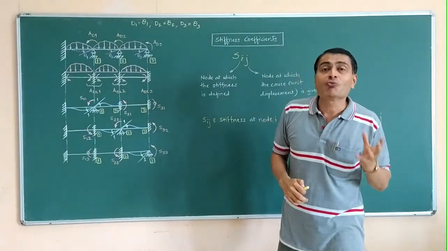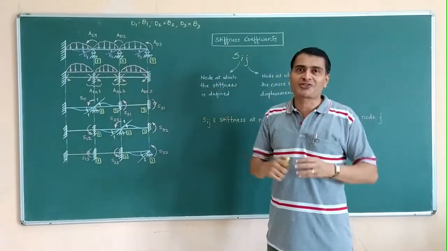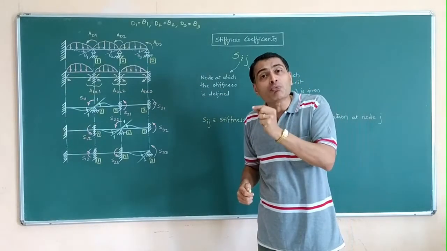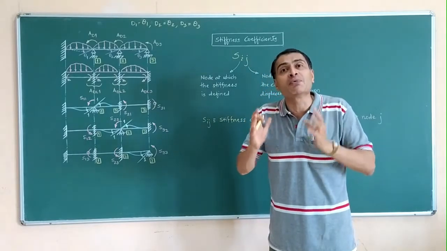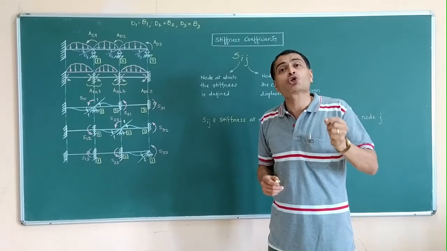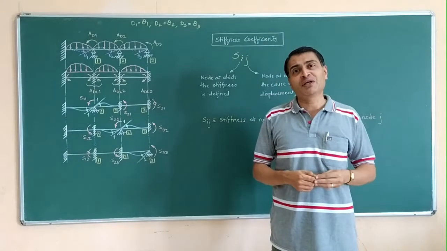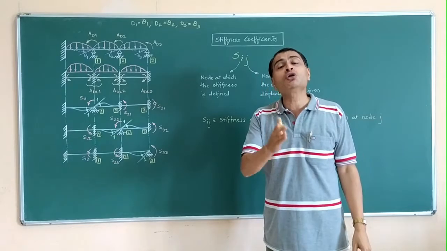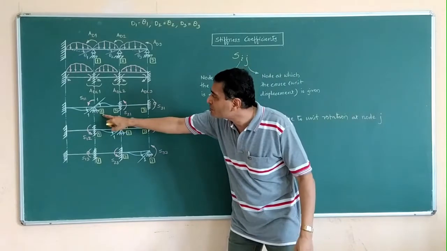What is the next step? We are thinking of superposition. First we have restrained all the joints. Next I am going to release each joint one by one, and I am going to apply theta 1, theta 2, theta 3 one by one. But here what do we do? Since our approach is the elegant approach of the stiffness method, rather than applying entire theta 1, I prefer to apply unit rotation at node 1, node 2, node 3.